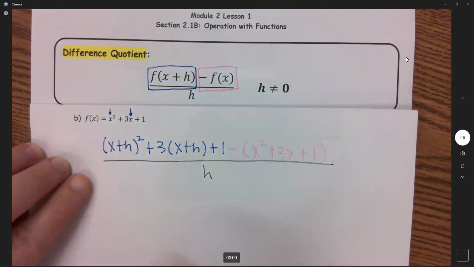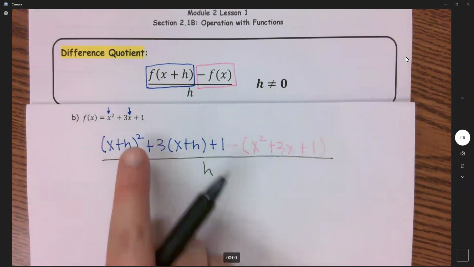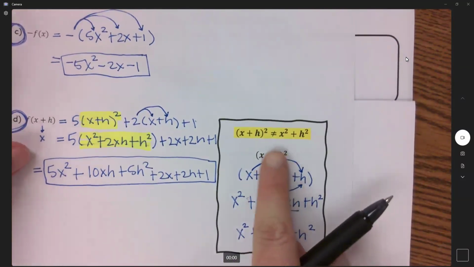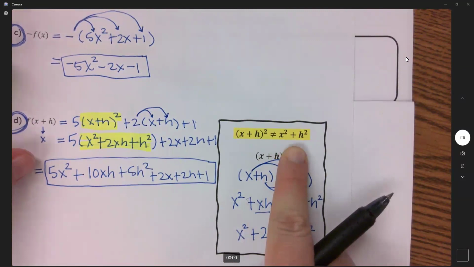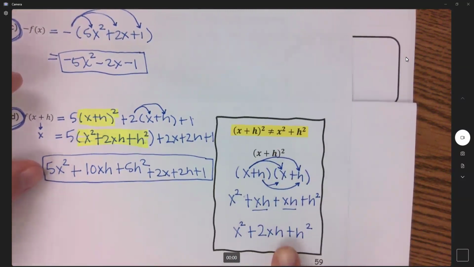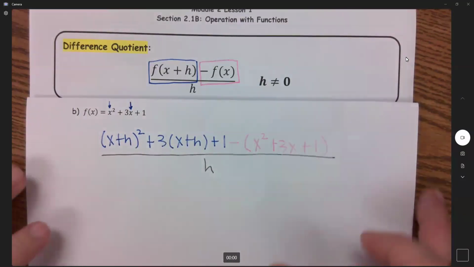So let's evaluate. In the last video, we went over x plus h quantity squared in this little box right here. X plus h quantity squared does not equal x squared plus h squared. It equals x squared plus 2xh plus h squared. So rewatch last video if you need further help with that.